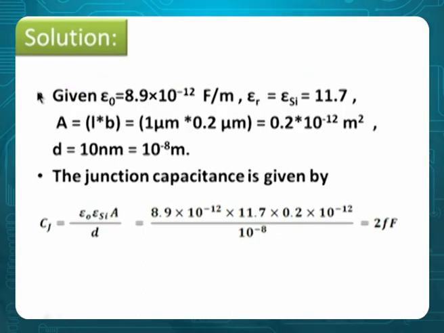Now what is given to us? Epsilon naught is 8.9 into 10 power minus 12. Epsilon r of silicon is 11.7. Area is length into breadth, 1 micrometer into 0.2 micrometer. If you multiply, you will get 0.2 into 10 power minus 12. The distance between the plates is 10 nano, that means 10 power minus 8 meters. The junction capacitance is given by epsilon A by D, with epsilon naught 8.9 into 10 power minus 12, relative permittivity of silicon 11.7, 0.2 into 10 power minus 12 by 10 power minus 8. This is 2 femtofarad. Therefore, the option is A.